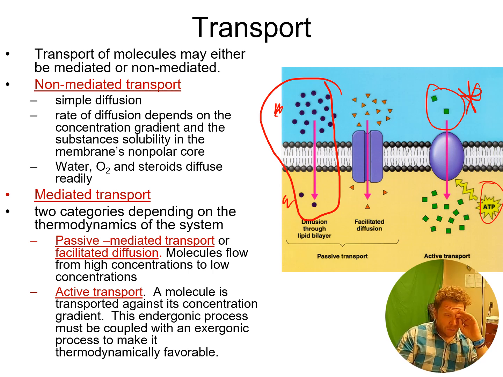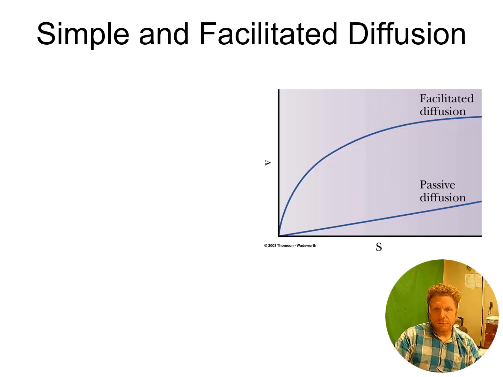Our passive mediated transport or facilitated diffusion, well, we've got these things that diffuse through a lipid bilayer. They're moving from high concentration to low concentration. Facilitated diffusion, well, we're moving from high concentration to low concentration, but there's a protein involved in that as well. Some examples of this would be something like ATP synthase. It's a protein that synthesizes ATP. It also moves protons from a high concentration to a low concentration.